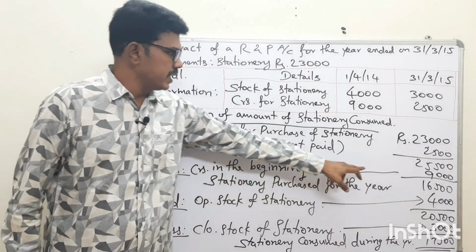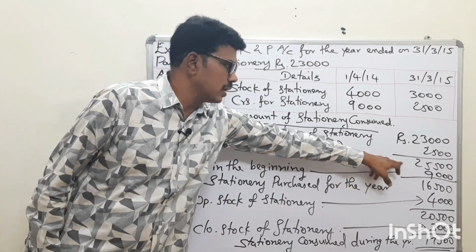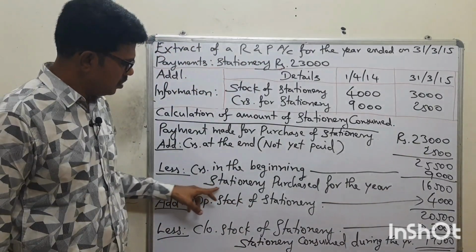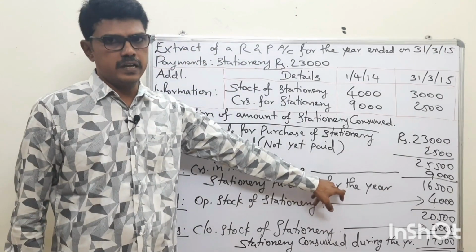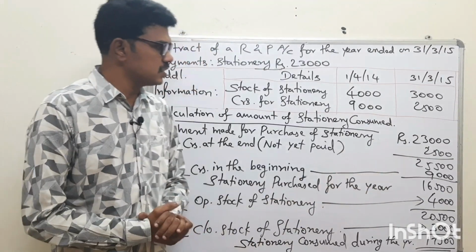Then we should subtract the creditors in the beginning. Opening creditors must be subtracted from the total. 25,500 minus 9,000, then we know the stationery purchased for the year. How much stationery was purchased for the year? The value is 16,500.